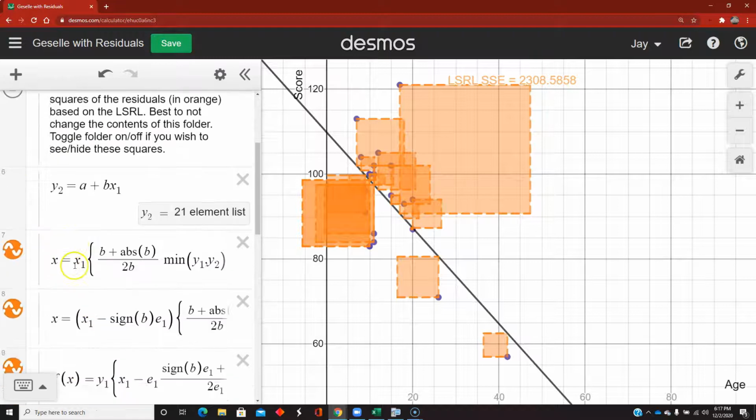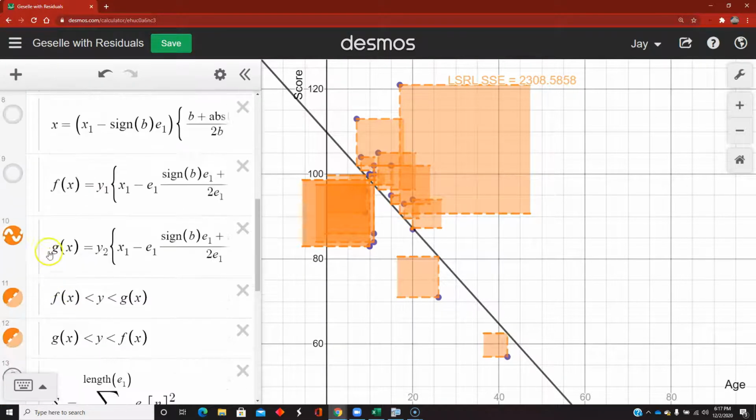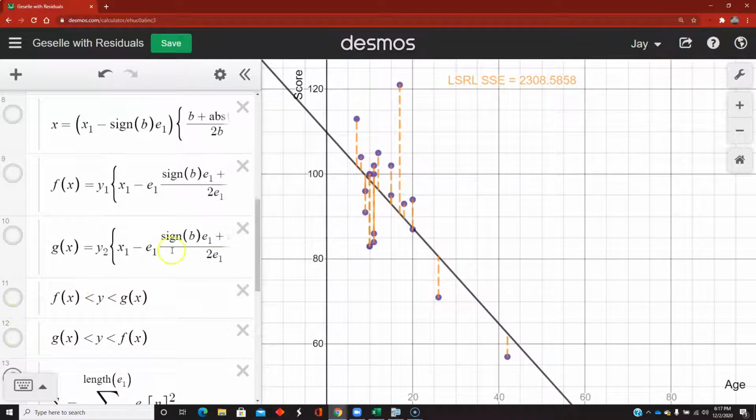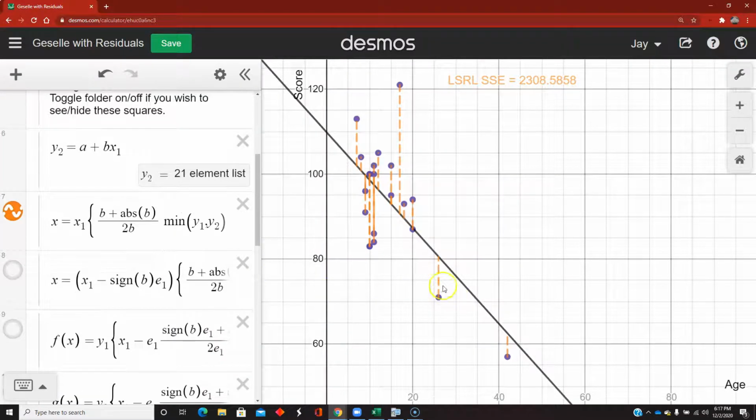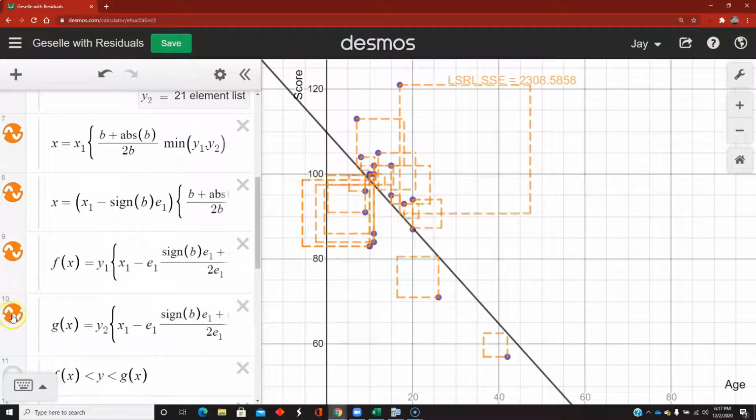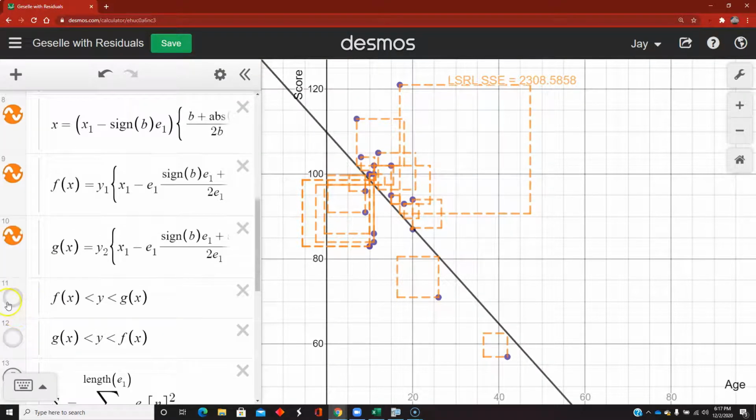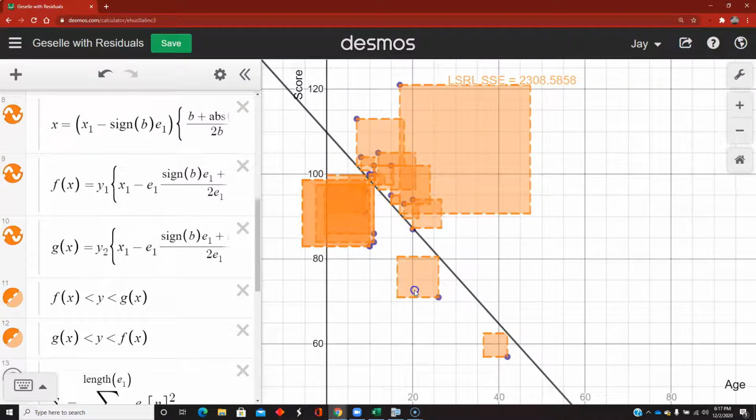So if I open up this folder just to show you a little bit more, those little lines there are the residuals. Those lines represent how far the individual data points are from the regression line. And then filling in the other four sides of that square, now we have a square. So these squares graphically represent the squared residuals or the squared errors. And the sum of the squares of those errors is a little over 2,300.